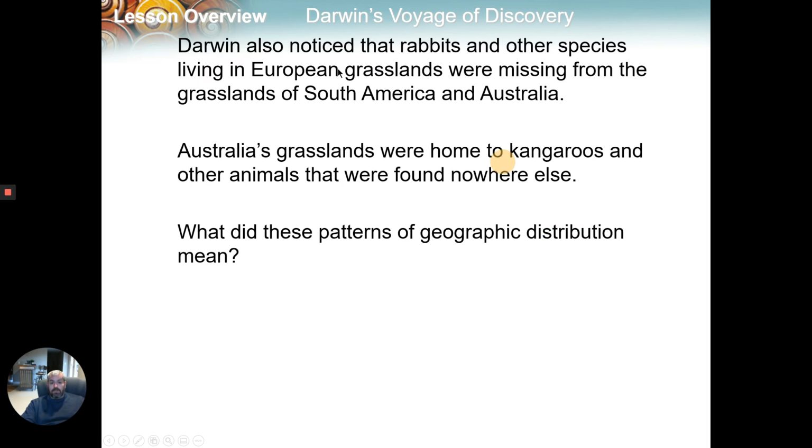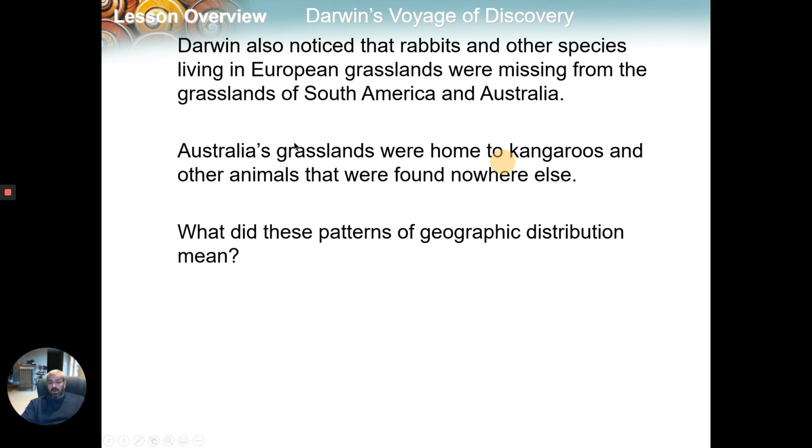Okay, Darwin also noticed that rabbits and other species living in European grasslands were missing from the grasslands of South America and Australia. Australia's grasslands were home to kangaroos and other animals that were found nowhere else. What did these patterns of geographic distribution mean?